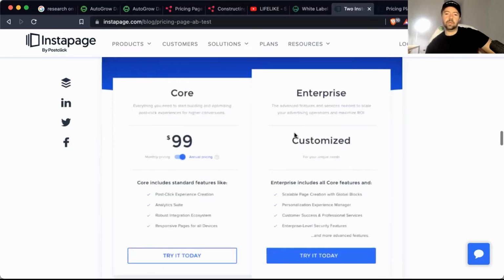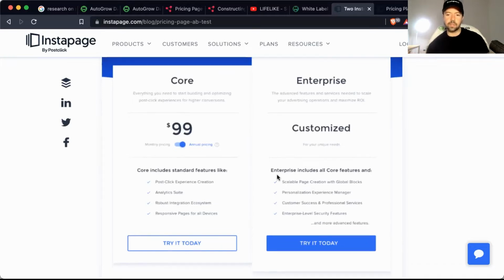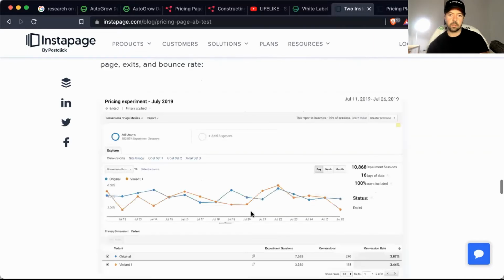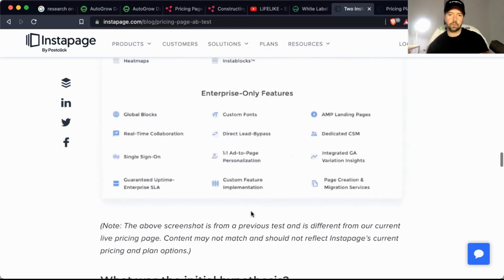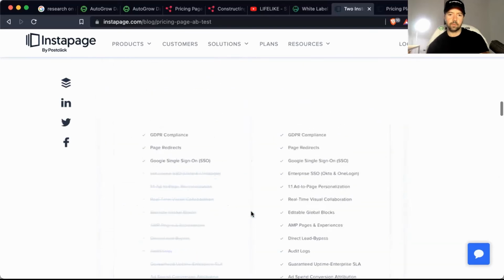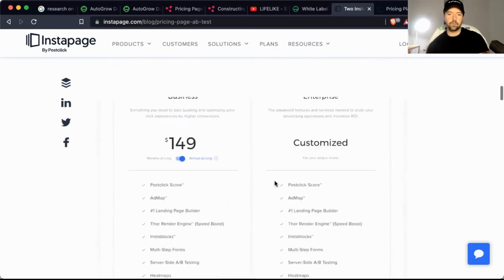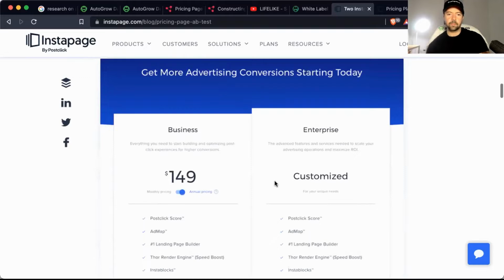Their hypothesis was, rather than having a big long list of all the features for comparison in their packages, instead they would consolidate. So they would say, okay, you've got your core, your standard, and then your enterprise level plan. Here's the original. There we go. So you can see this big long list. You can compare the features. Basically the basic has all these, but none of these that are crossed out, and the enterprise has all of these. And you have to scroll down to check it out.